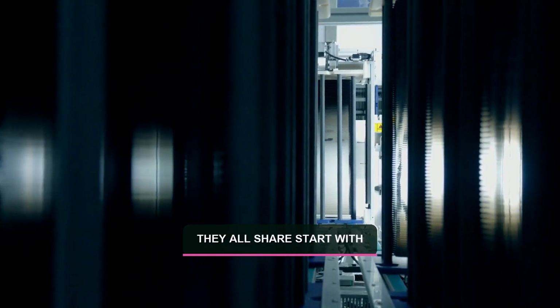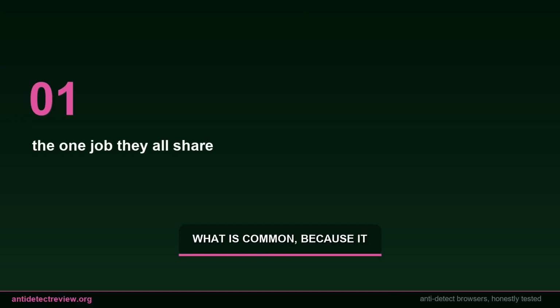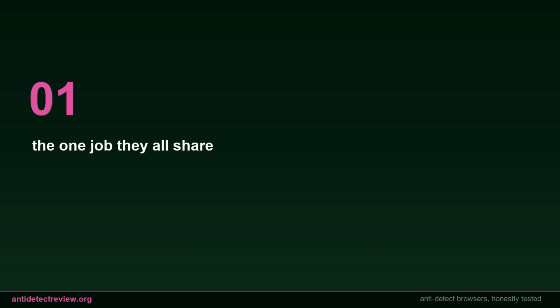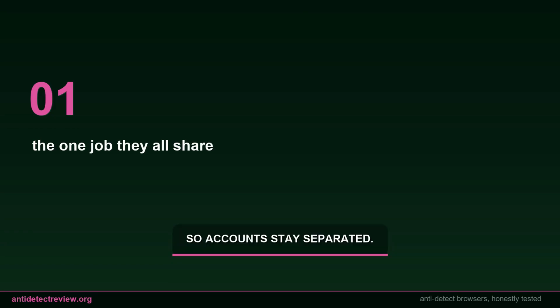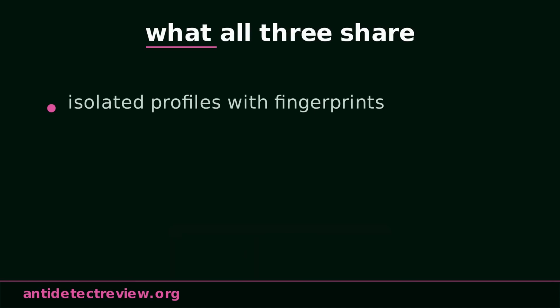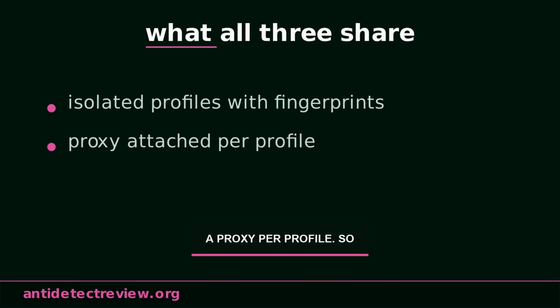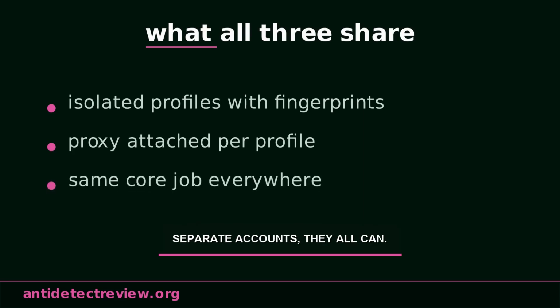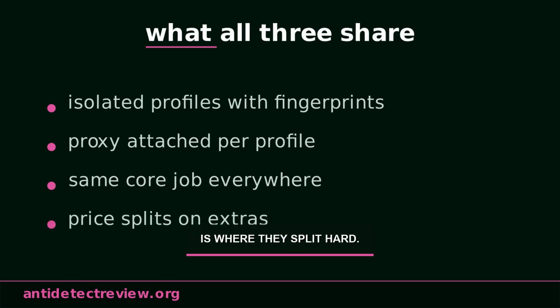The one job they all share: start with what is common, because it sets up the differences. All three create isolated browser profiles, each with its own fingerprint, cookies, and proxy, so accounts stay separated. All three manage the usual fingerprint surfaces: canvas, webGL, fonts, time zones, navigator properties. All three let you attach a proxy per profile. So at the base level, you are not choosing who can separate accounts, they all can. You are choosing where the extra money goes, and that is where they split hard.